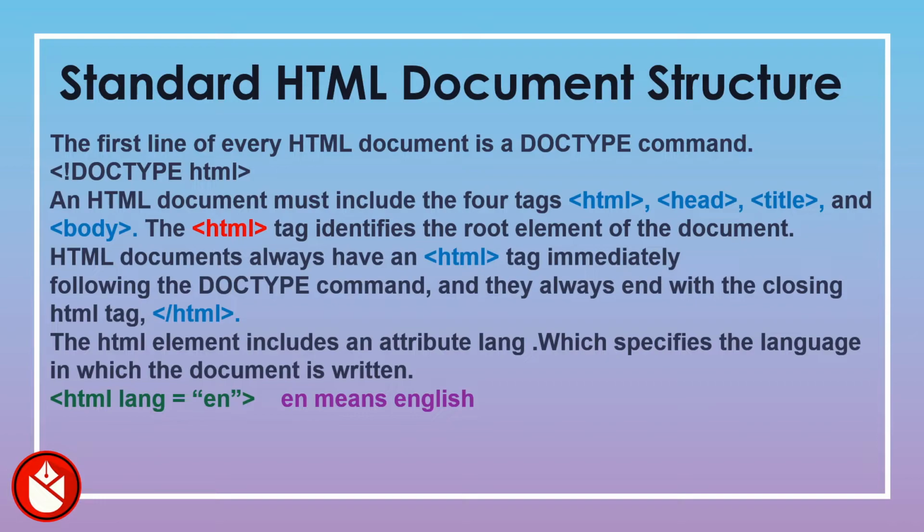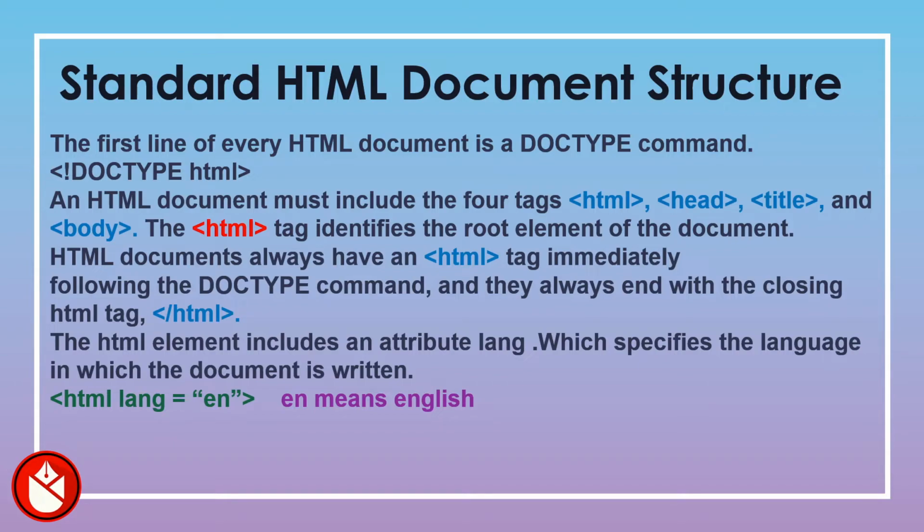The html tag identifies the root element of the document. HTML documents always have an html tag immediately following the doctype comment, and they always end with the closing html tag, that is the starting angle bracket, then the slash, then html, then the ending angle bracket.